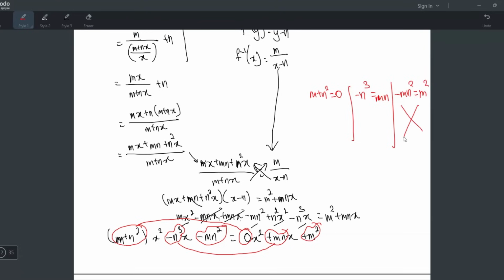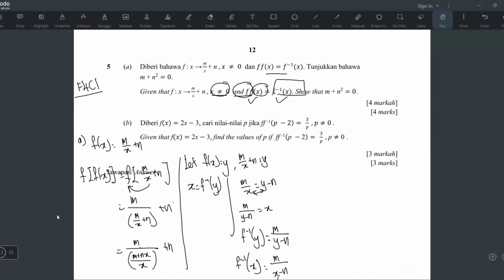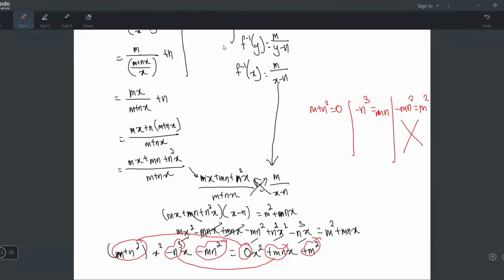So I don't think I'll be using this. Yeah. So yang ni boleh yang ni sudah sama kan? The soalan says show that m plus n square equals 0. So that's the answer. Okay. Okay, what if I try to do it from here? M plus so how, since I want okay, so mn equals to negative n kuasa 3.